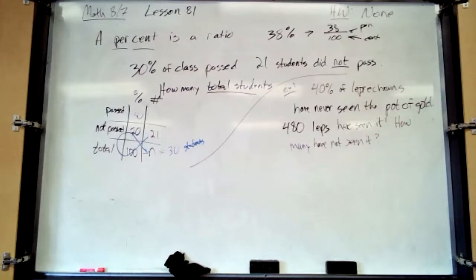What do you think? What do we do? What should we do first? Maren? What I did was divide 480 by 60. Okay, why 60? I don't see a 60 on there.